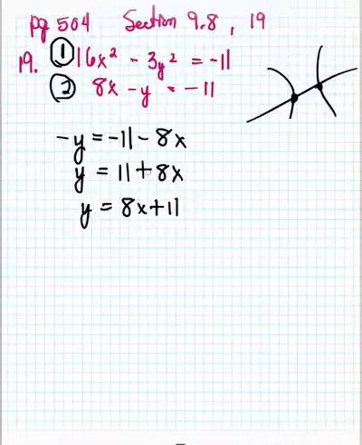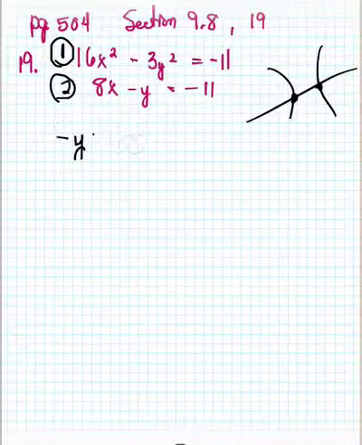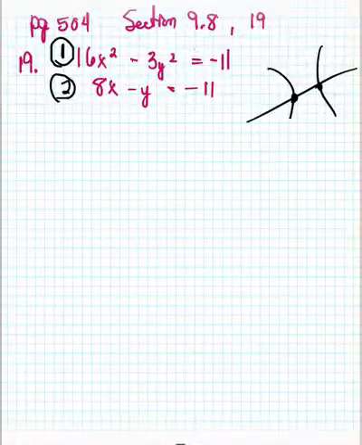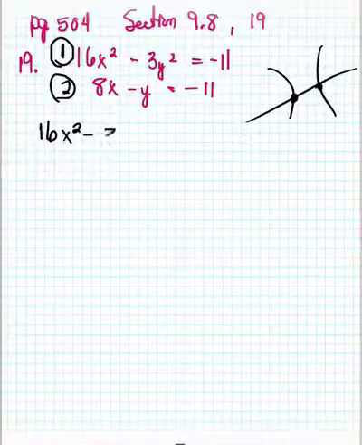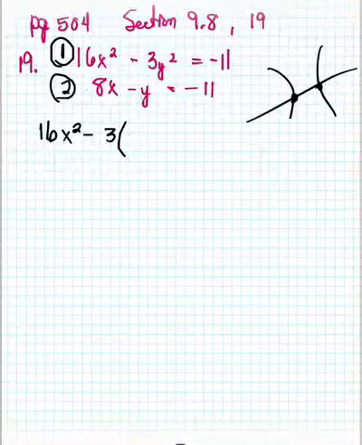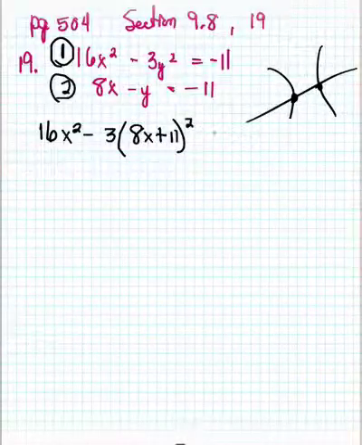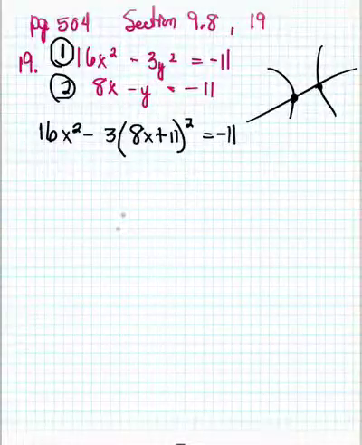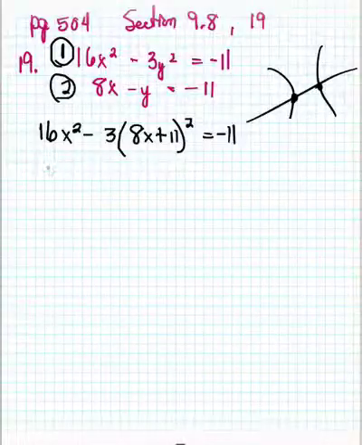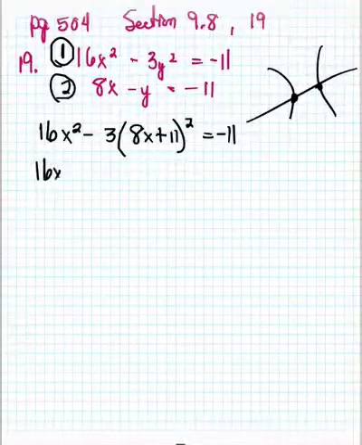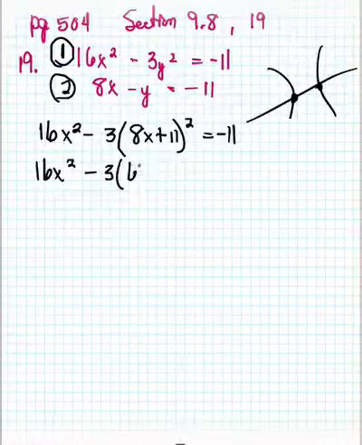Now I'm going to erase that because I don't have a lot of room here. So we know that y is 8x plus 11. I'm going to substitute that in for y in my first equation. So my first equation is 16x squared minus 3 times y, but y is 8x plus 11, squared, equals negative 11. I think we're going to get some monster numbers here, but I think everything's going to reduce nicely.